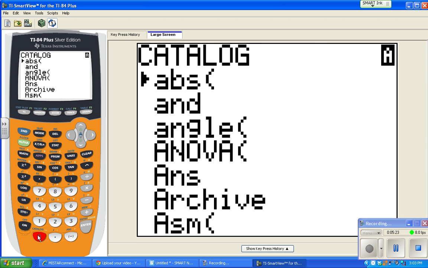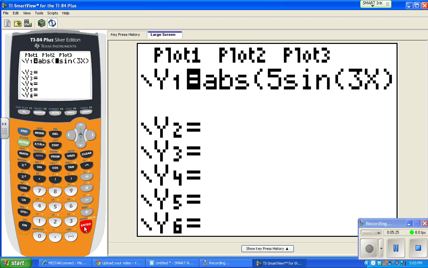Second catalog, absolute value. There it is. Okay, so this looks right. And I'm just going to close the parentheses to have it complete. All right, so we're looking at part B. This is the total distance problem.